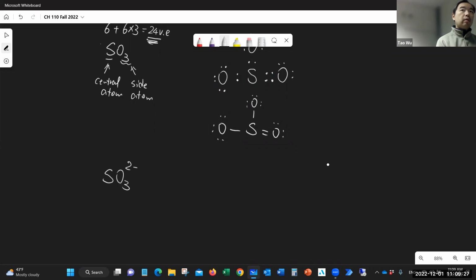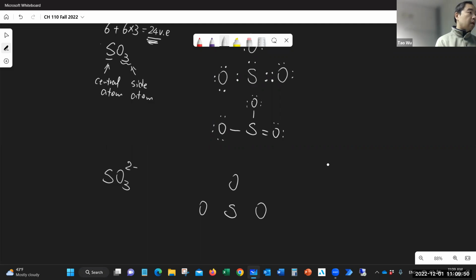SO3 is the molecular compound. This one is neutral. But SO3 2-, this is a polyatomic ion. They have a charge, right? So what do we do? Again, we put the sulfur in the center and the oxygens on the side.